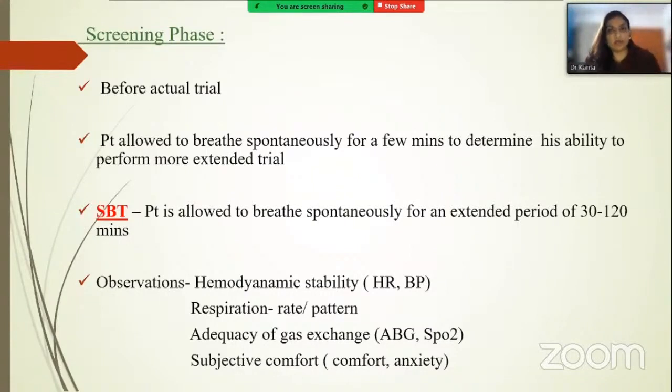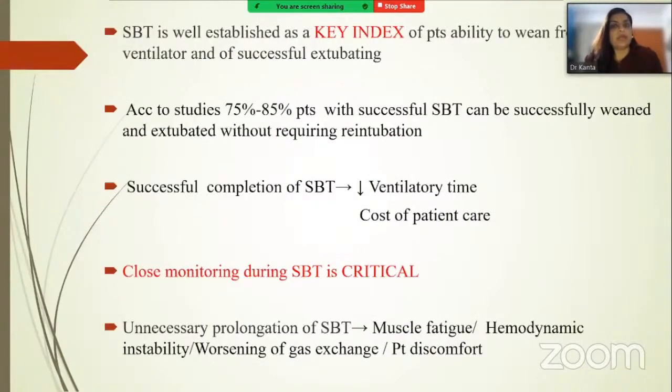And while the patient is undergoing an SBT, you have to observe the patient for hemodynamic stability, respiration, adequacy of gas exchange, and subjective comfort. So SBT has already been established as a key index of the patient's ability to be weaned from the mechanical ventilation and for successful extubation. According to studies, up to 75 to 85% of the patients with a successful SBT can be successfully weaned and extubated without requiring reintubation.